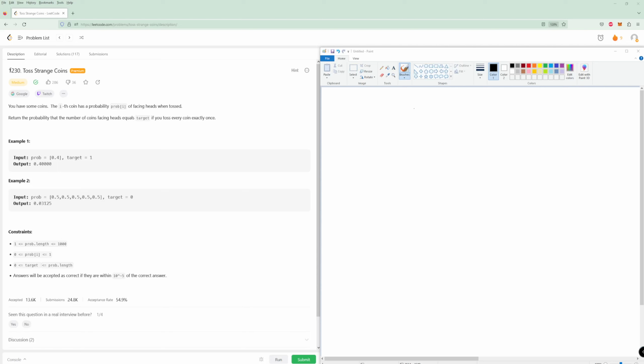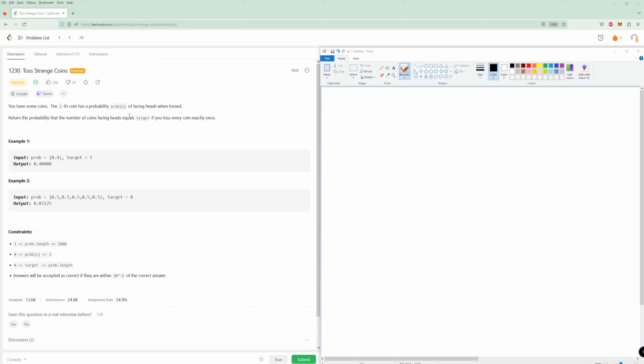So today we're going to be doing problem number 1230, Toss Strange Coins. It's going to be the premium problem of the week for the first week of June. So you have a bunch of coins and the ith coin has a probability prob[i] of facing heads when tossed. Return the probability that the number of coins facing heads equals target if you toss every coin exactly once.